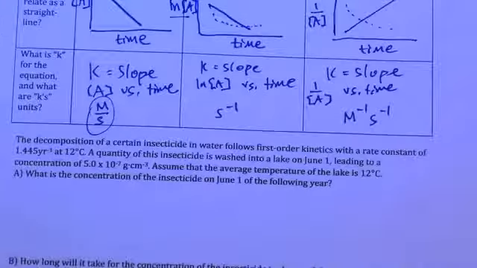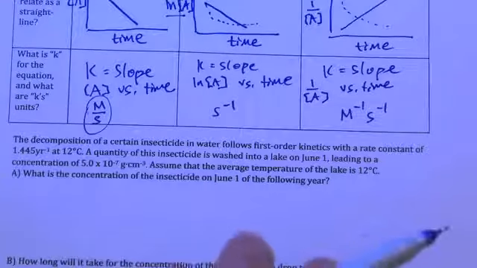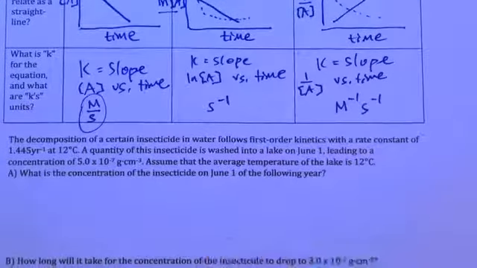So here's a sample problem. It says the decomposition of a certain insecticide in water follows first order kinetics with a rate constant of 1.45 per year at 12 degrees Celsius. A quantity of this insecticide is washed into a lake on June 1st, leading to a concentration of 5 times 10 to the -7th grams per cubic centimeter. Assuming that the average temperature is 12 degrees Celsius, what is the concentration of the insecticide on June 1st the following year? So 365 days later, what is the concentration and how has it changed?